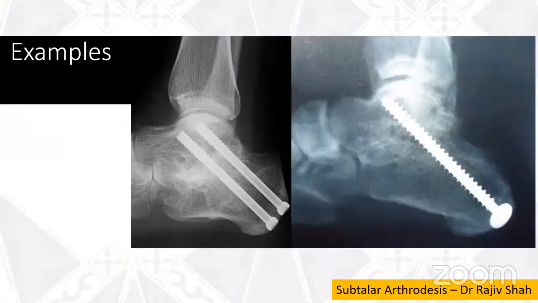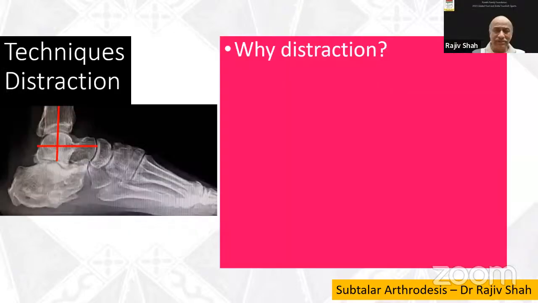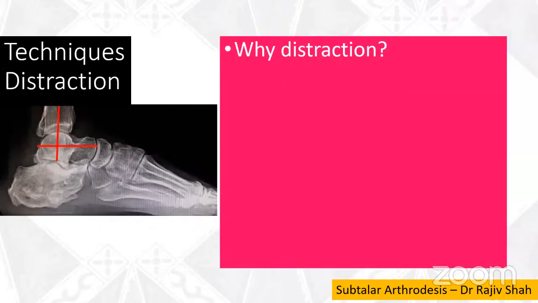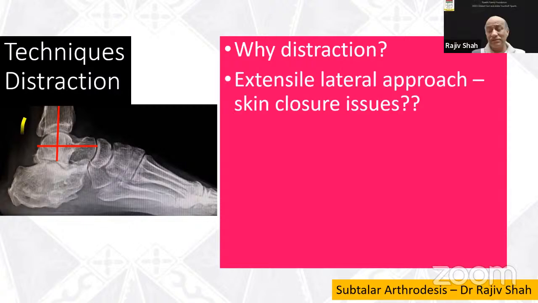Now, these are various examples of subtalar fusion cases, but distraction is done in cases where your talus is lying in a dorsiflexed position in the mortise. You want to restore the talar declination angle. For that, you do distraction subtalar fusion. You can use an extensile lateral approach for distraction. Sometimes if you distract a lot, there could be an issue of skin closure, so you have to be watchful.